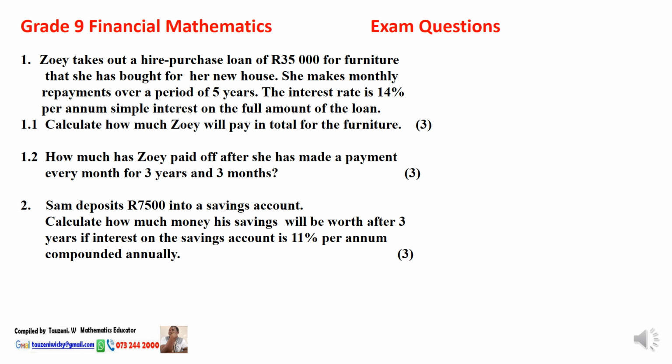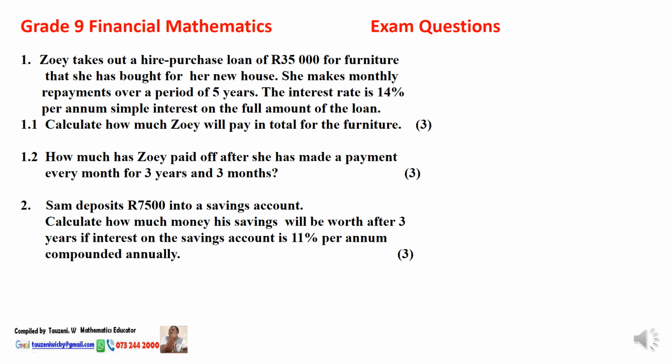Right, let's have a look at a few examples of what we may expect in a grade 9 mathematics examination paper. Zoe takes out a hire purchase loan of 35,000 for furniture that she has bought for her new house. She makes monthly repayments over a period of 5 years. The interest rate is 14% per annum simple interest on the full amount of the loan. Calculate how much Zoe will pay in total for the furniture. That is our question.